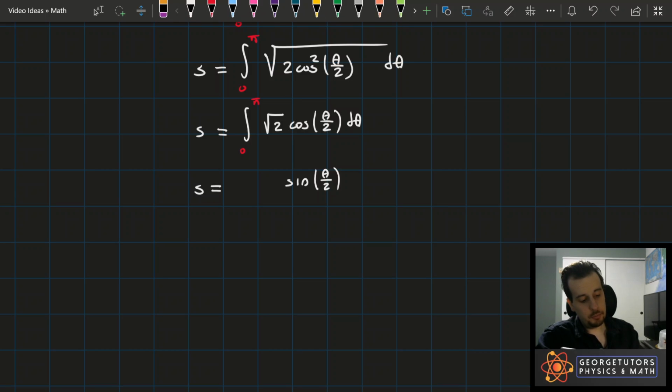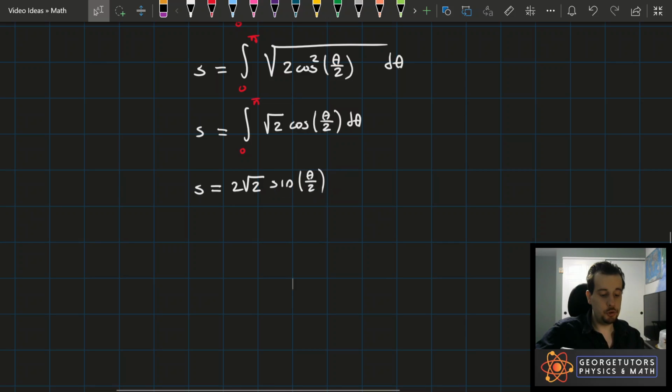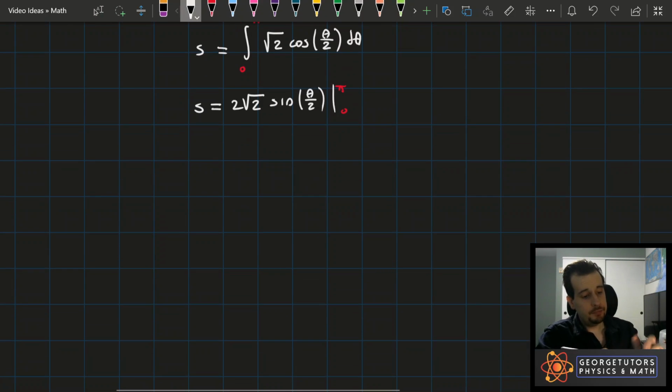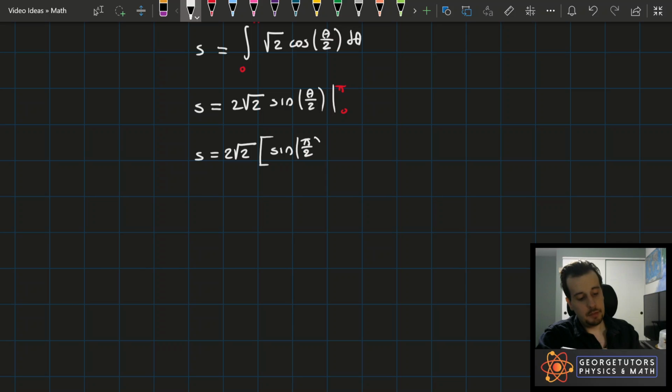All right, so we ended up with a 2 root 2 here as a constant, and then sine theta over 2 as the function part. We're still evaluating this from 0 to pi, and if I go ahead and do so, I get 2 root 2, and then sine of pi over 2, which I very well know is going to be 1, and then minus sine of 0, which I very well know also is going to be 0. And then I remain here with 1 times 2 root 2, or just 2 root 2.